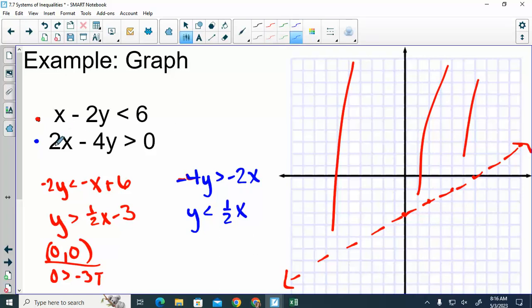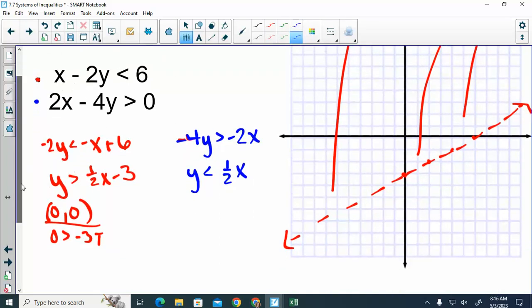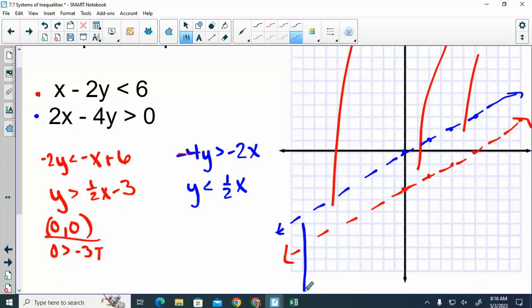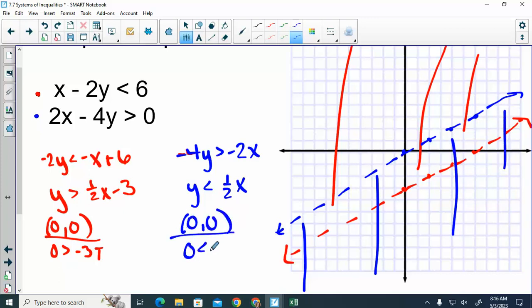For the second line, you get y is less than 1/2 x. So that's a y-intercept of 0, slope 1/2, so up 1 over 2. Again, dash. Okay, where would we shade? Down. Less than is below. Or if you put in 0, 0, you get 0 is less than 0.